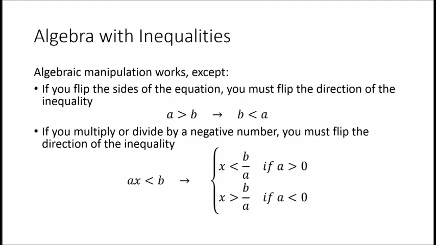When we do algebra with inequalities, most of the standard algebraic manipulation works the way that it does in any other form of algebra. However, first, you can't just flip the two sides of the equation. You have to also flip the direction of the inequality. We don't see people having too many problems doing that consistently correctly. The place where people get tripped up a little bit is making sure that if you are dividing by a negative number, or multiplying by a negative number, you absolutely have to flip the sign of the inequality.